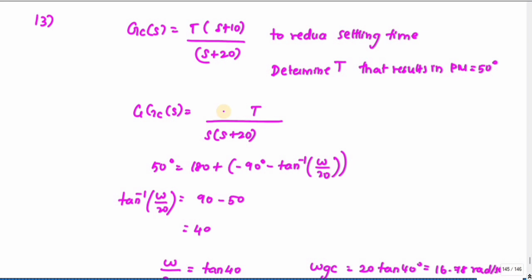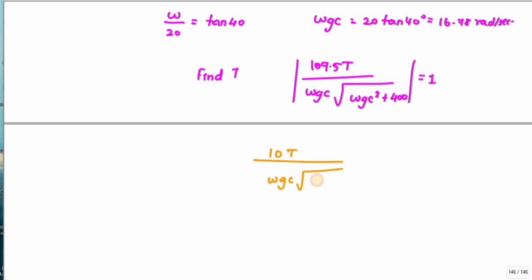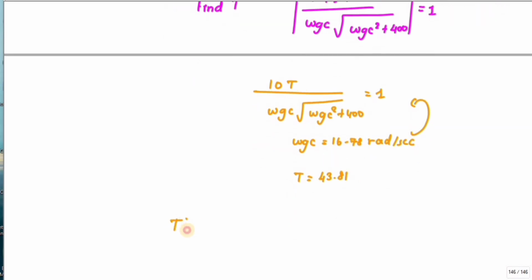And next you have to substitute that one in the magnitude equation to find T. That is given as 10T divided by omega gc into root of (omega gc square plus 400) is equal to 1. So omega gc is 16.98 on solving the above equation. Sorry, the omega gc is given as 16.98, which we have already found out. So I can find the value of T as 43.81.